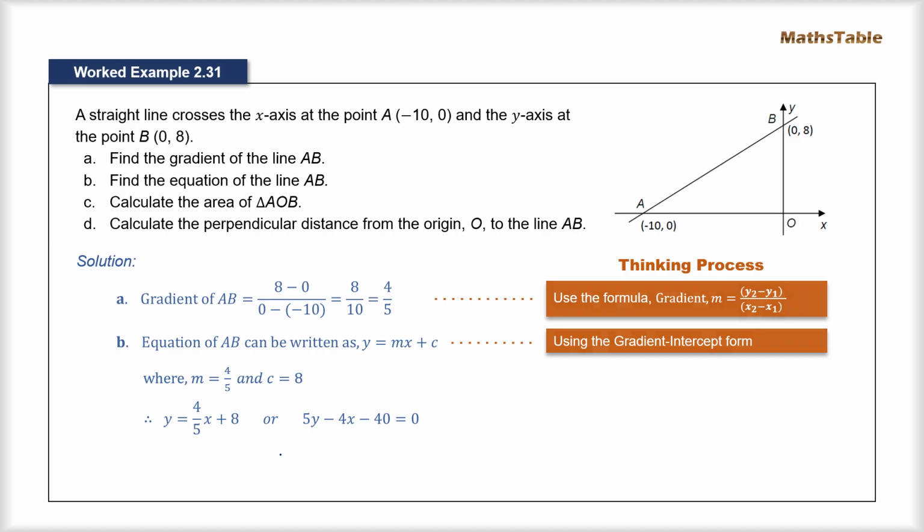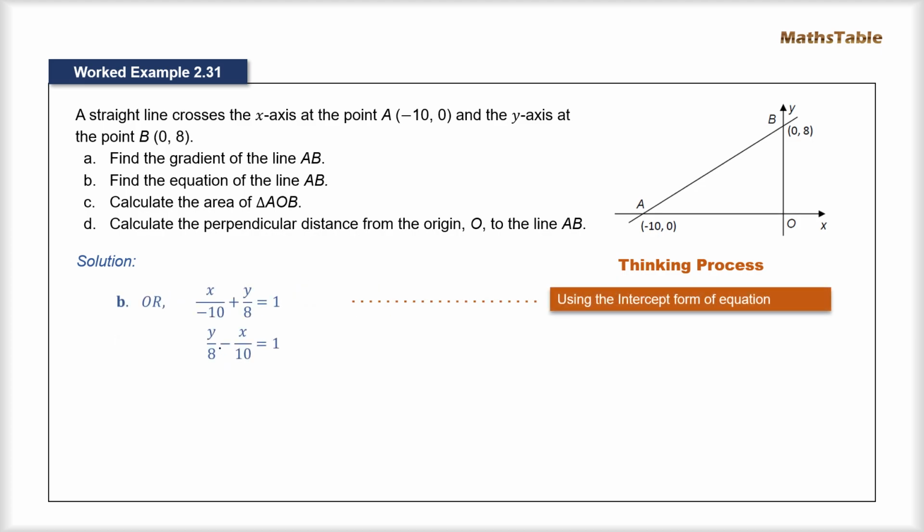We can also use the intercept form of the equation, which is x over x-intercept plus y over y-intercept equal to 1. This is because in this question, we know both of the intercepts of this line. So substituting the required values and simplifying it further, we get the same answer as we obtained with the gradient-intercept form.